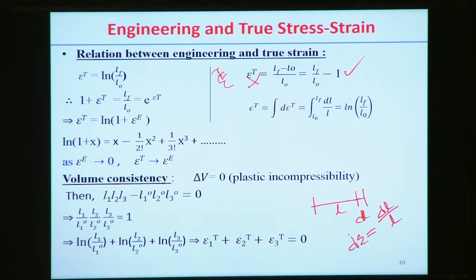Now when you try to estimate the absolute value of the true strain, we can do the integration over the elemental true strain, and this is the integration form. Assume that the deformation happens from the initial length to the final length, so the limit starts from initial length L0 to final length LF, and finally it comes to logarithm LF by L0. So this is the expression of true strain in this case.